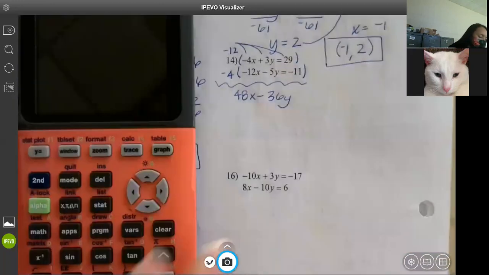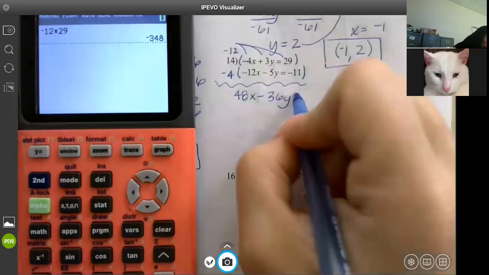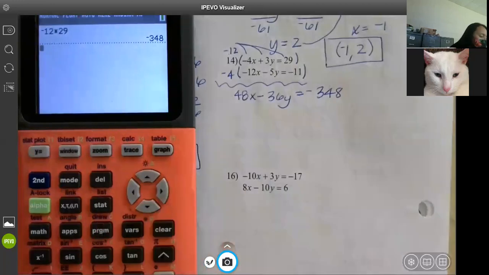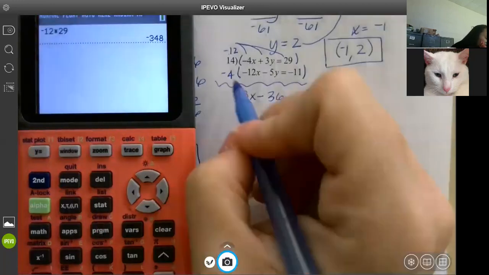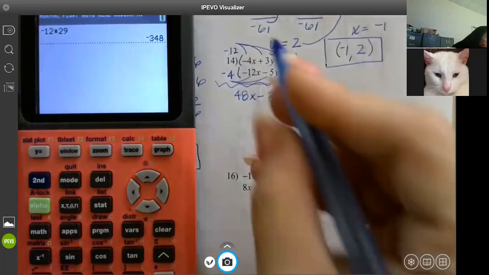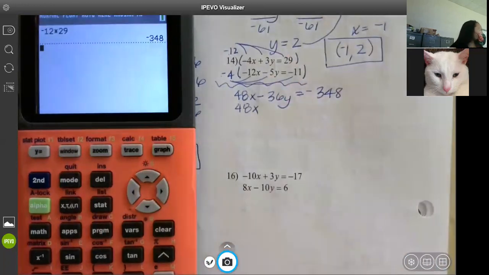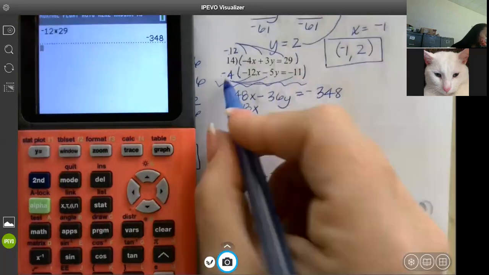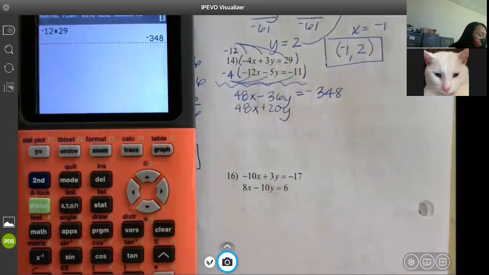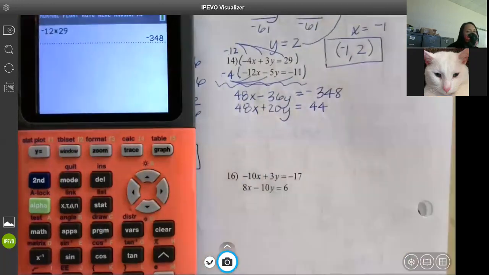And then when you get into big numbers that you don't know, we're doing negative 12 times 29, which is negative 348. Same thing on the bottom. We're going to distribute. Negative 4 times negative 12, a negative times a negative makes a positive. 4 times 12 is 48, and there's an x. If they look exactly alike, you know you're doing it right. Negative 4 times negative 5 is a positive 20, and then there's a y with that. And negative 4 times negative 11, negative times a negative makes a positive. 4 times 11 is 44.